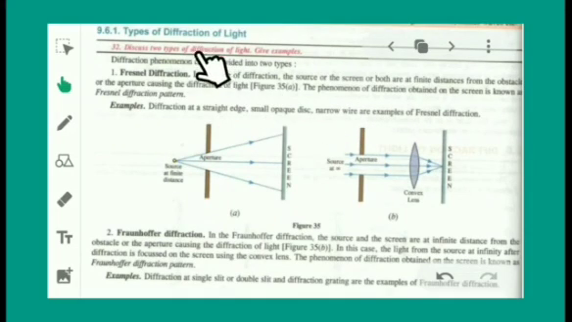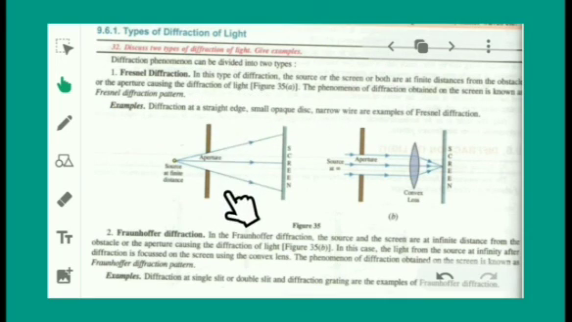Now, what are the different types of diffraction of light? Mainly, there are two types of diffraction: Fresnel diffraction and Fraunhofer diffraction. In Fresnel diffraction, the source and the screen are at a finite distance from the aperture. See here, in this type of diffraction, the source or the screen or both are at finite distance from the obstacle or aperture causing the diffraction of light.